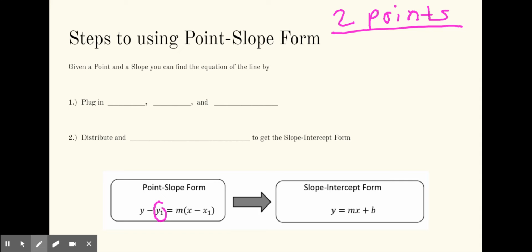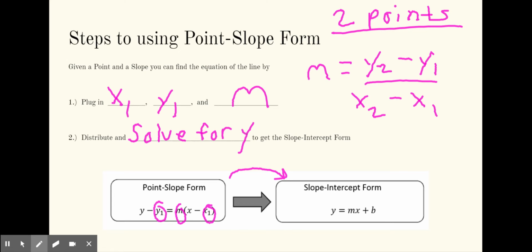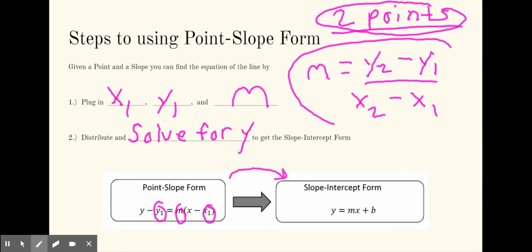I always circle y1, m, and x1. So you want to plug in values for x1, y1, and m. However, it's important to know that m actually has an equation. It's y2 minus y1 over x2 minus x1. Basically, you can think of it as subtracting the y's divided by subtracting the x's. The second step to get your slope-intercept form is to distribute and solve for y. So the main point for 2 points is we want to use this formula right here for today.